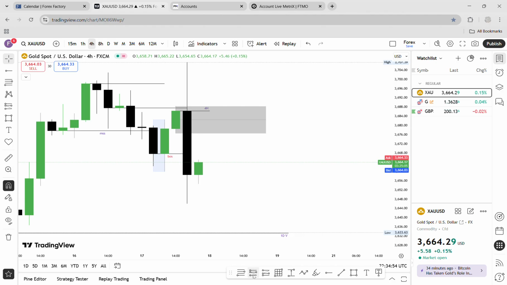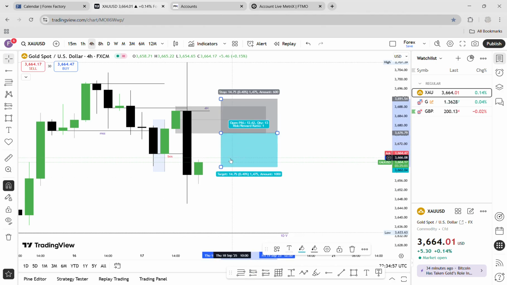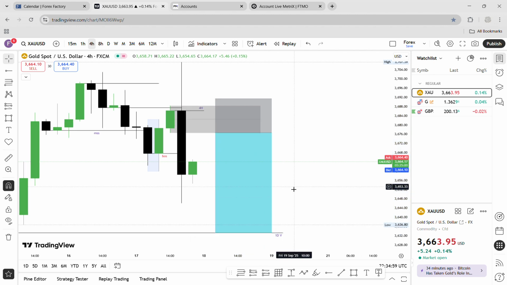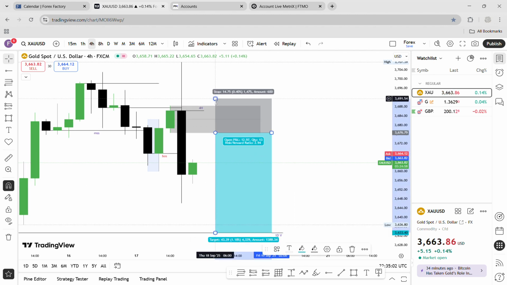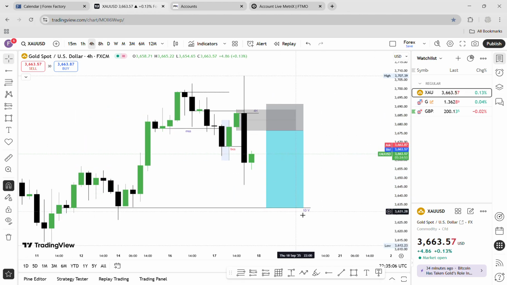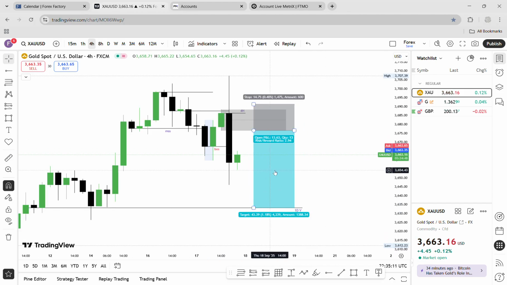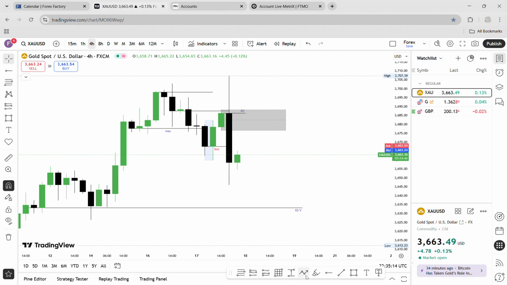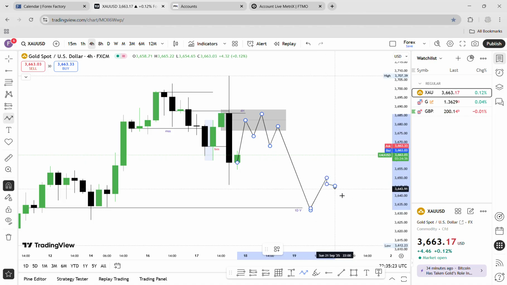Some people take what is it called, confirmation. But if you don't want to take confirmation, you can just set your trade like this for price to run down to this level. Do you understand what I'm saying? So if you want confirmation, as soon as price gets into this area, you want to see a shift in market structure to the downside, and you can enter off to the downside like this. Do you understand what I'm saying? This is what you want to see.